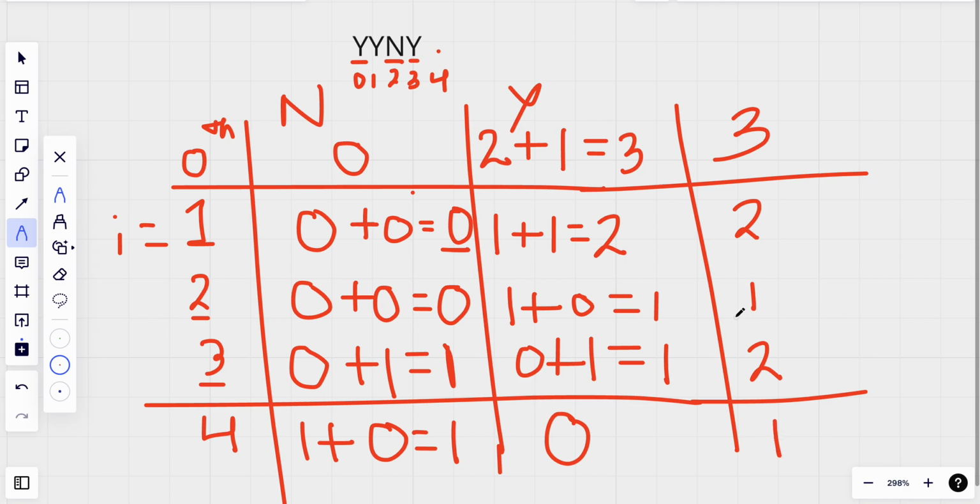So here the penalty is minimum at index 2 and index 4, but we need to find the minimum index, so that is equals to 2, right? So this is the answer, and we are going to return this answer.